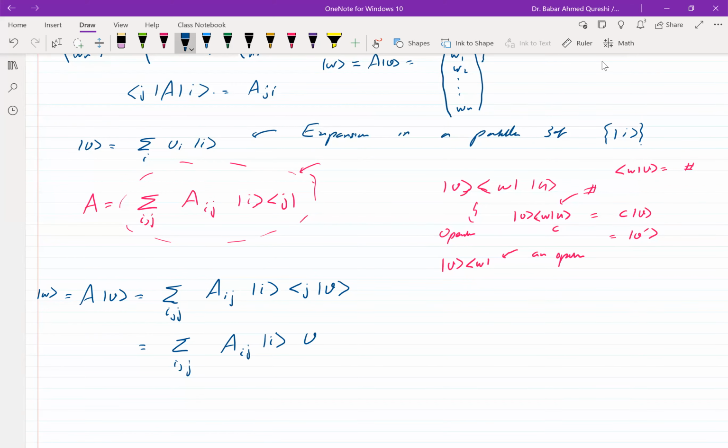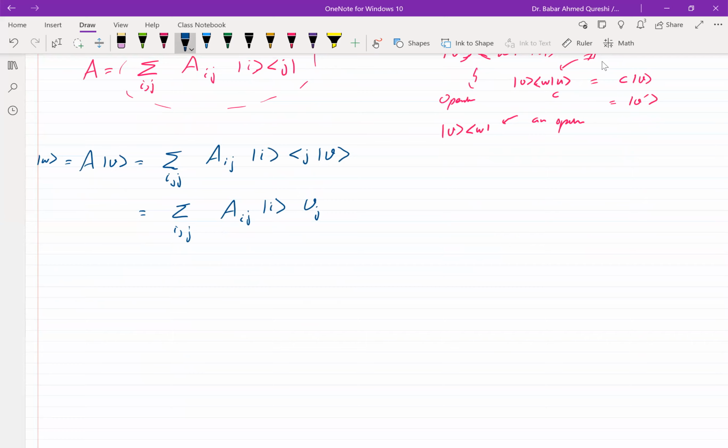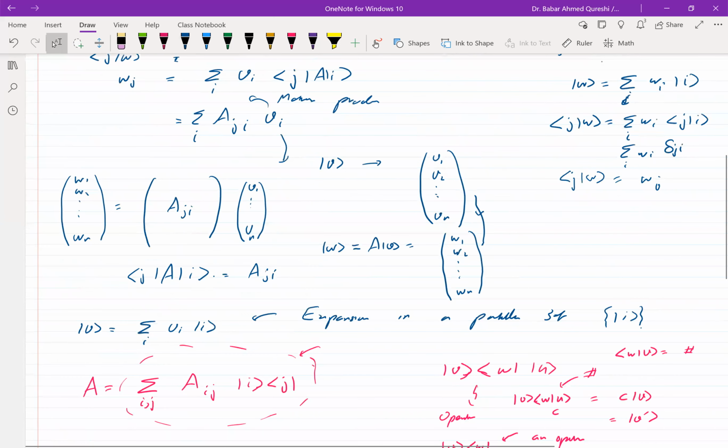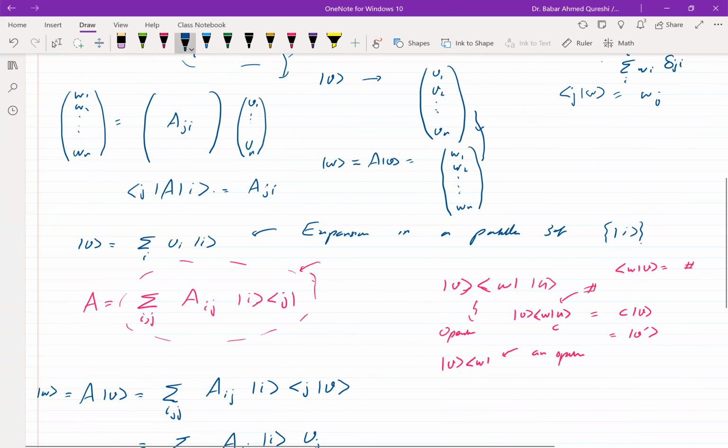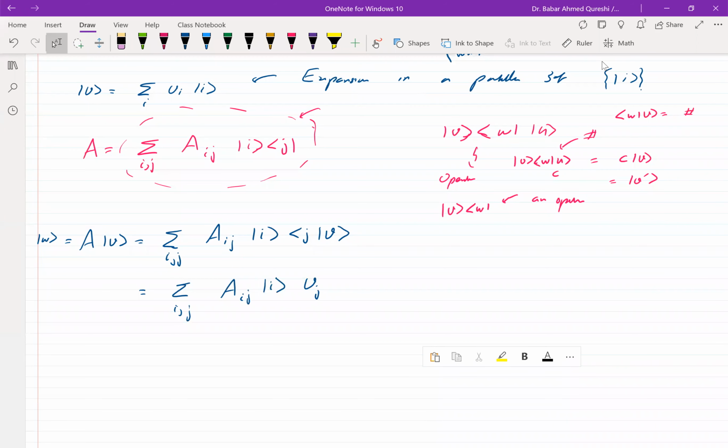This is V J. And I know, like we just wrote it over here. When you do this, this linear combination now, summation ij, aij, vj, is actually the wi's. So I get summation I, wi, I, which is just the expansion of w. So that means this is the correct expansion of A as an abstract operator, this one. And I can get it by computing the matrix elements.